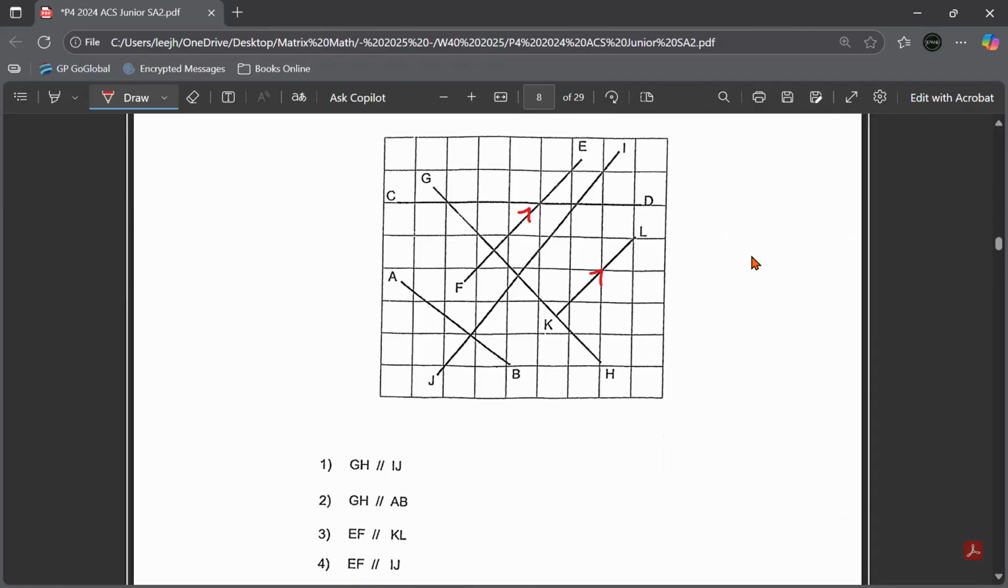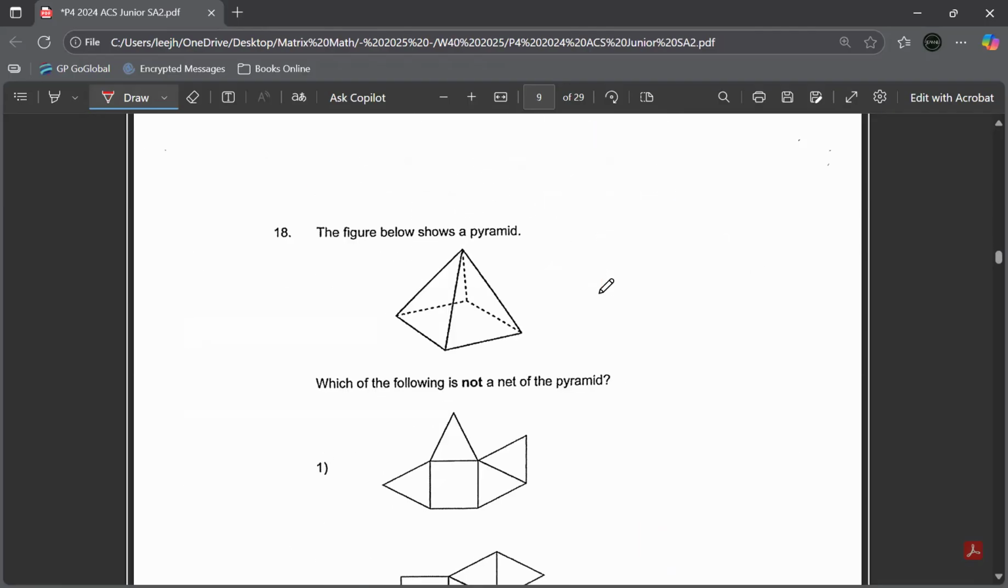If you see it with your eye, you will think, is it A, B, and G, H? If you were to look properly, they're actually not parallel. It's a little bit slanted for this one. Okay, same goes for E, F, and J, I. So the answer is actually E, F, and K, L. Option 3. Okay, question number 18. This is next.